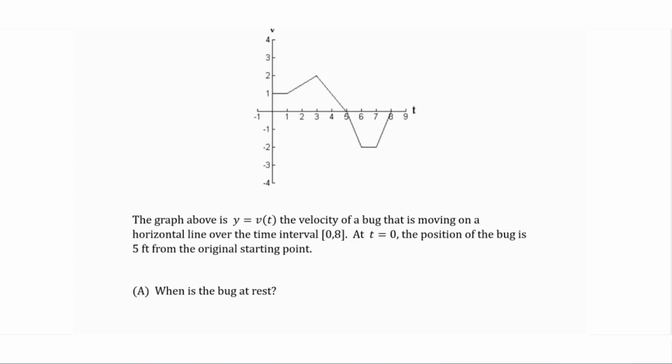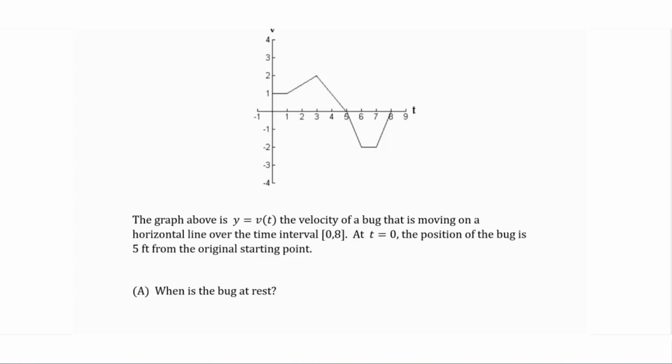Hey, in this video, I'm going to give you a common type of particle motion problem that you would see on the AP test. In this case, we're going to be using a bug on a wire example, but this could be applied to any type of particle motion. It says the graph above is y equals v of t, the velocity of a bug that is moving on a horizontal line over the time interval 0 to 8. At t equals 0, the position of the bug is 5 feet from the original starting point.